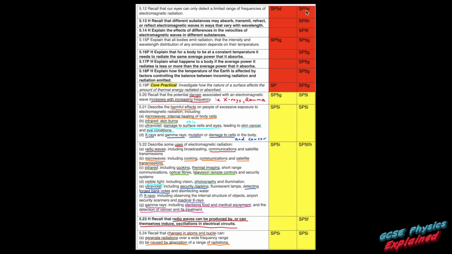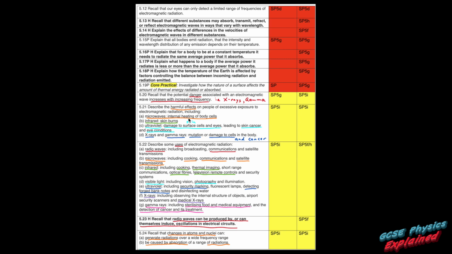Unit 5 continued. We don't need to know any of that stuff there. And just as a light touch, we need to know these. So you've got to know the potential dangers associated with an electromagnetic wave and how it increases with increasing frequency. Like I've just said, X-rays and gamma rays are the most dangerous because they've got the highest frequency and the highest energy.